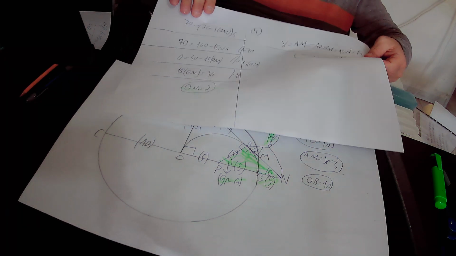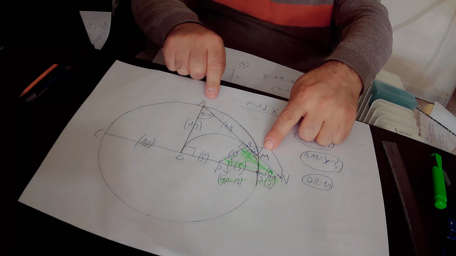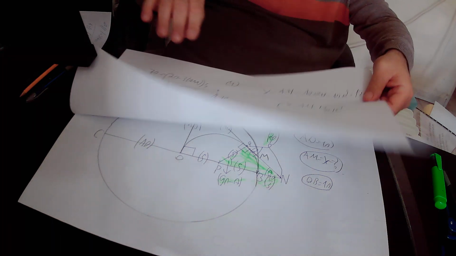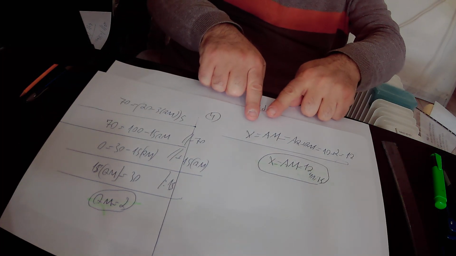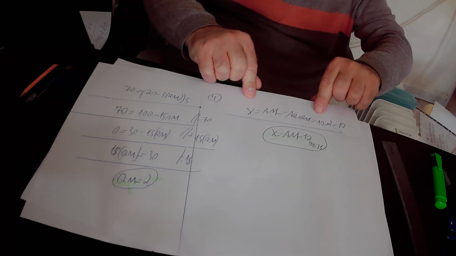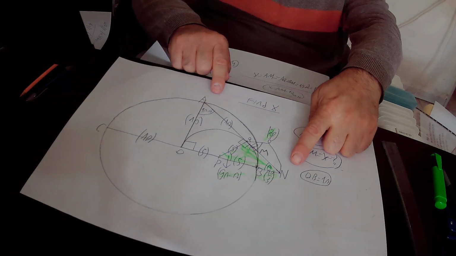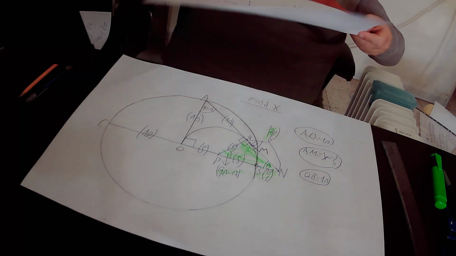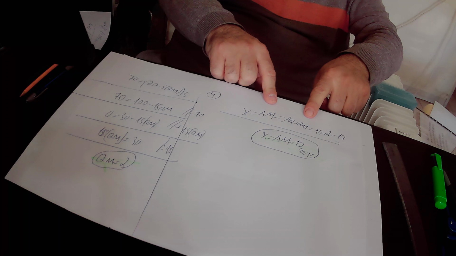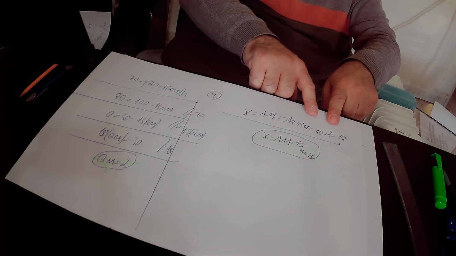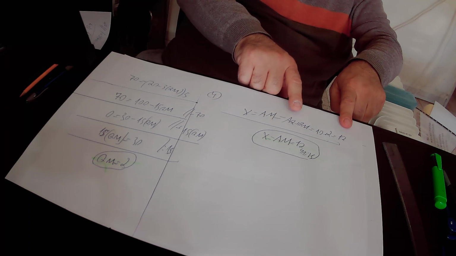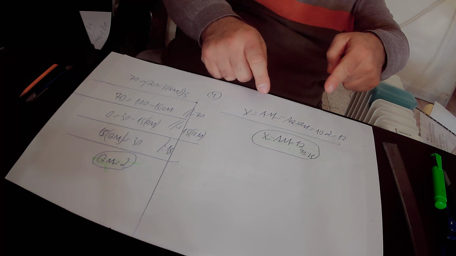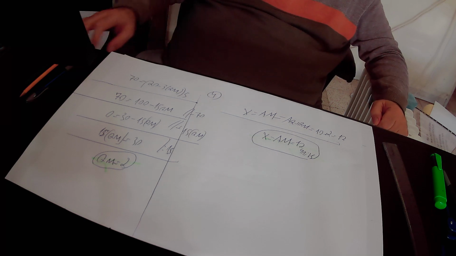Our mission is to find the length of line segment AM, which is equal to x according to the question. From the drawings, it's very easy to see that AM in total equals AQ plus QM. AQ is 10 and QM is 2. So AM equals 10 plus 2, that is 12. So we found that x, which is equal to AM, equals 12 units in length. Okay, thank you very much.